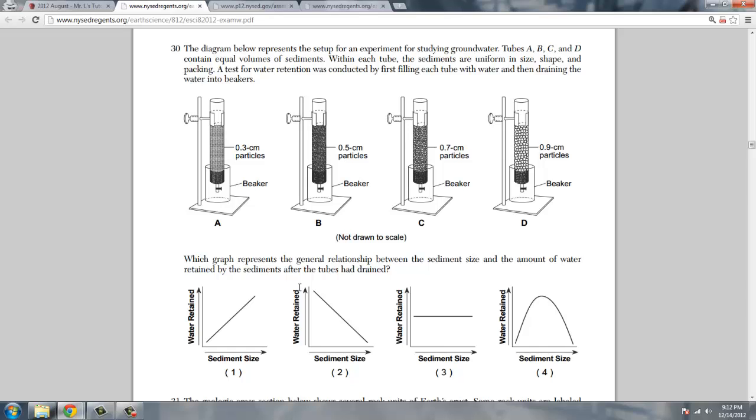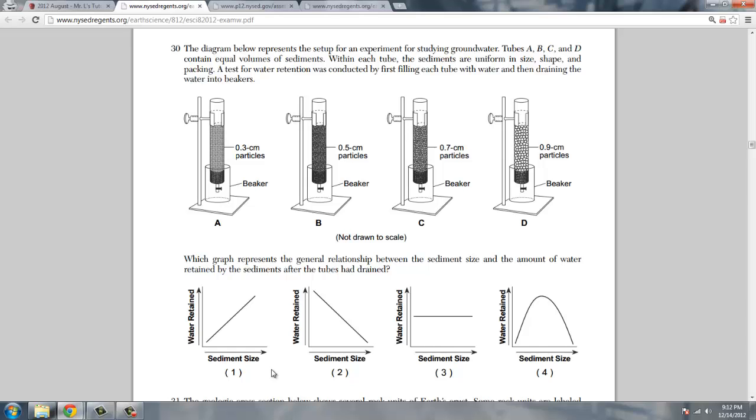Well, like always, the Regents likes to give you two bad answers. It's obviously not going to be this one, because if it was the same all the time, they wouldn't ask the question. And it wouldn't make sense that the smaller sediments didn't retain water, and then the medium sediments retained a lot of water, and the larger sediments didn't hold any water. It just wouldn't make sense. So you can throw out 3 and 4 immediately. Now we get to 1 and 2.